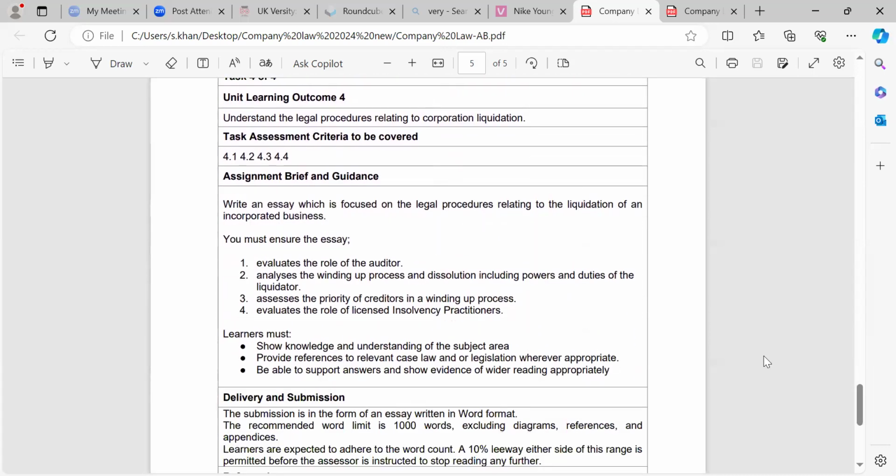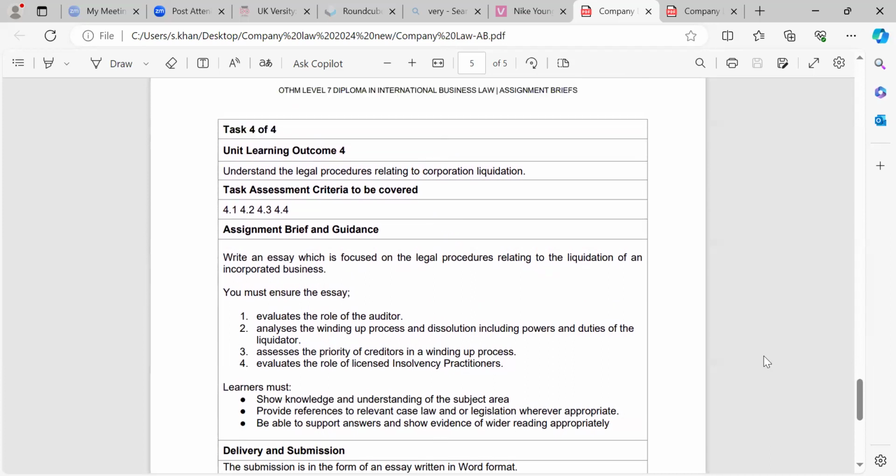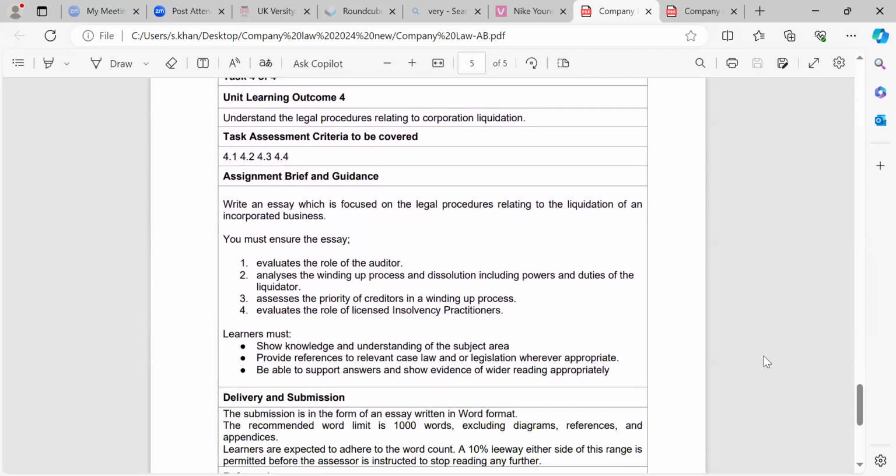Finally, the task 4 of 4. So the unit learning outcome is 4, which is to understand the legal procedures relating to corporation liquidation. So the task assessment criteria to be covered are 4.1, 4.2, 4.3, and 4.4.